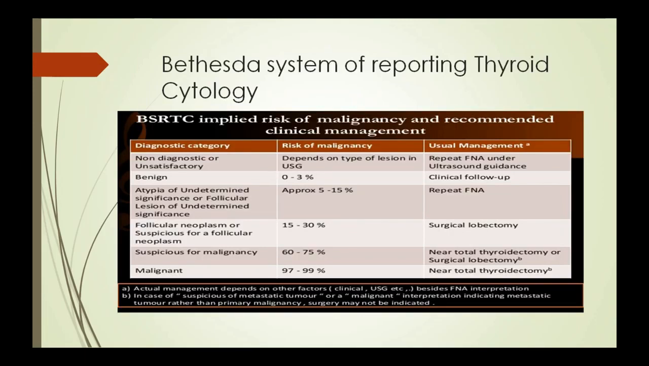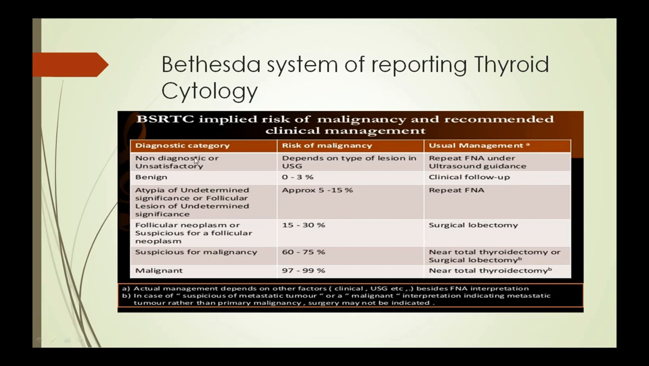This is the Bethesda system of reporting of FNAC thyroid cytology. Depending upon the category, there is no A, B, C, so it is actually I, II, III. Non-diagnostic, benign, atypia of undetermined significance, follicular neoplasm, suspicious of malignancy, and malignant. The risk of malignancy is given here, and this is how you should proceed.